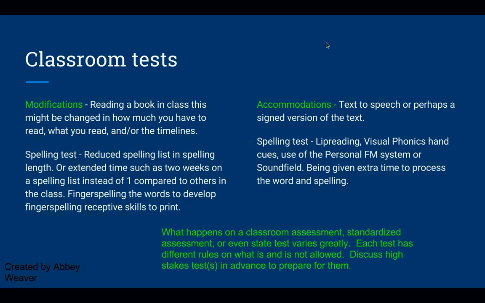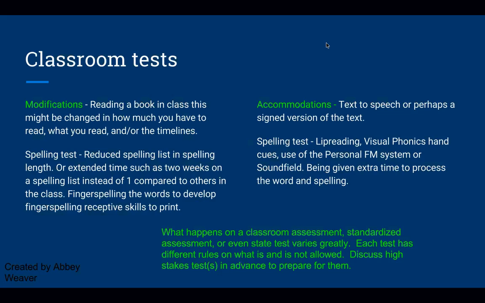A modification might be you get 2 extra weeks to tackle this book because you read at a slower rate. This is a great modification. You're taking off some of that stress. A spelling test. Another modification there is to reduce the spelling list so you can really learn what you're learning instead of, all right, I've learned 10 words, but I'm not going to remember it next week. That's not real learning.